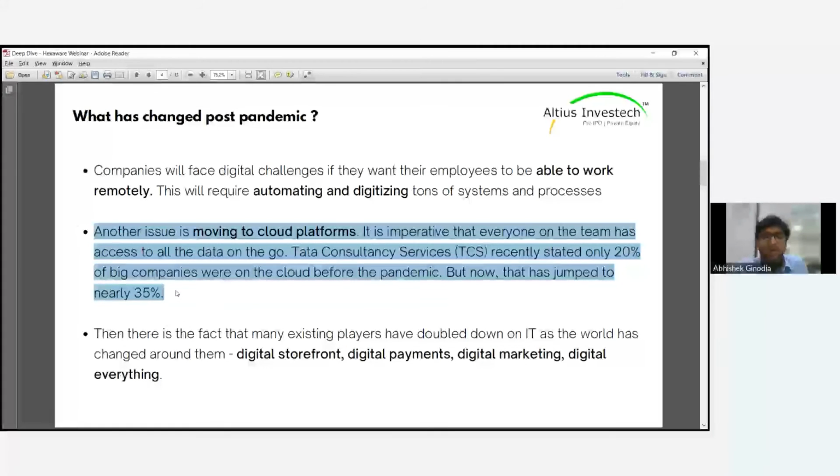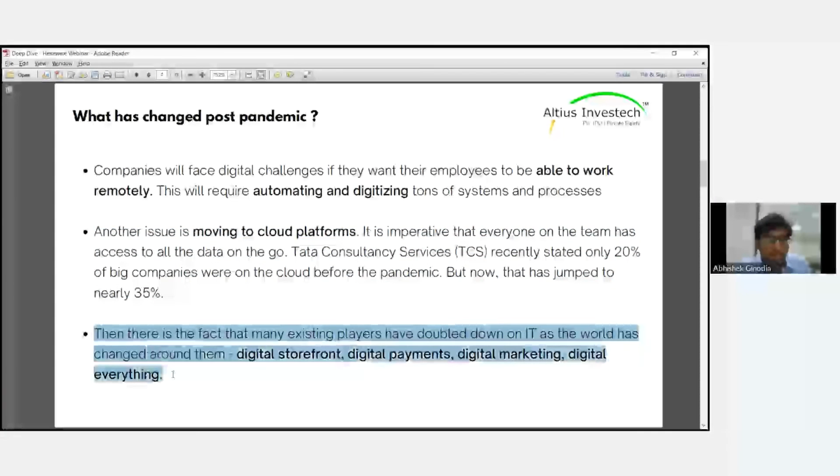Now, moving to cloud requires a lot of things. It requires transition plans, it requires backup plans, it requires entire change of the way systems and processes work. And therefore, this is again one space where IT firms add a large value to manufacturing and other companies when they are trying to move their entire systems to cloud platforms.